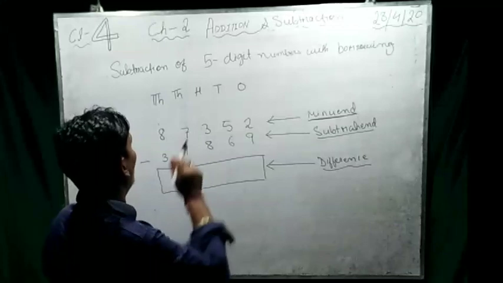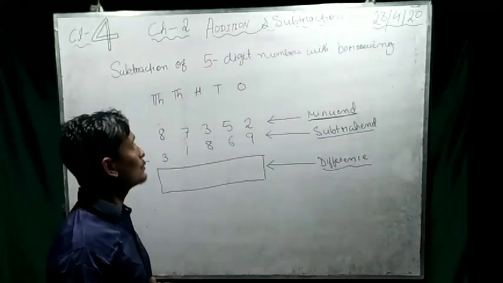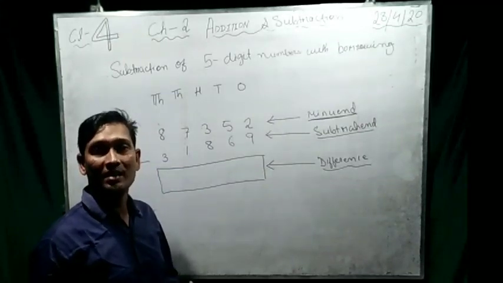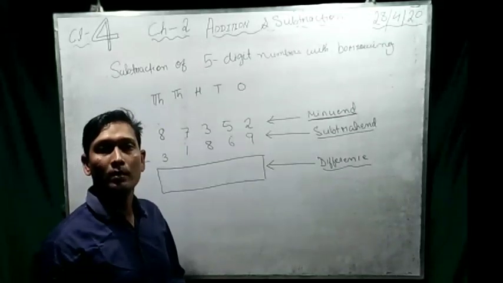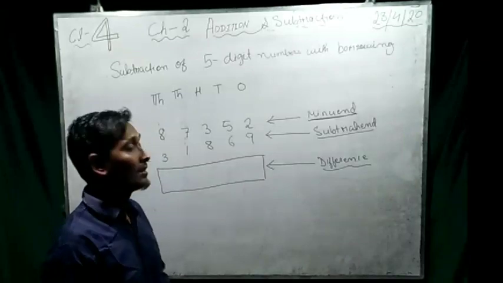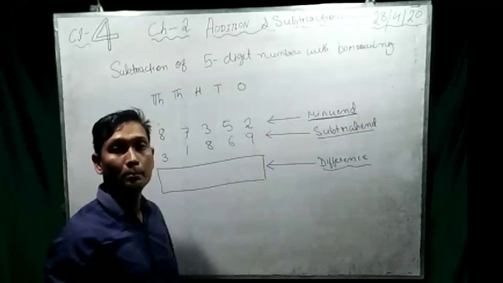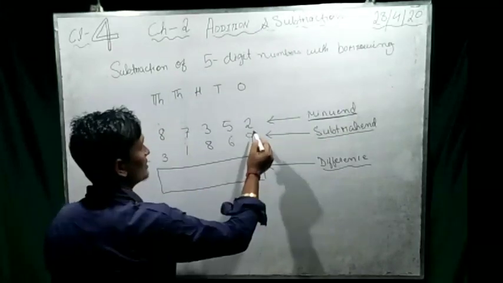So in class 4 we will discuss how to do subtraction with 5 digit and 6 digit numbers, with borrowing and without borrowing. Borrowing means we have to borrow from the next number if the subtrahend is bigger than the minuend. Clear? So let's see.